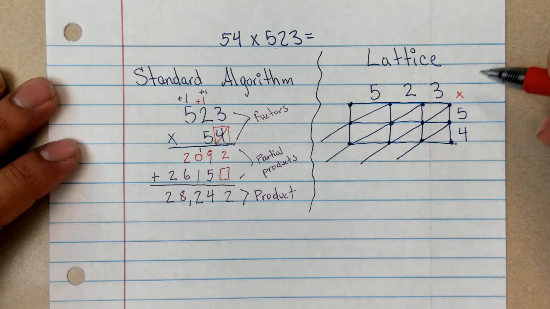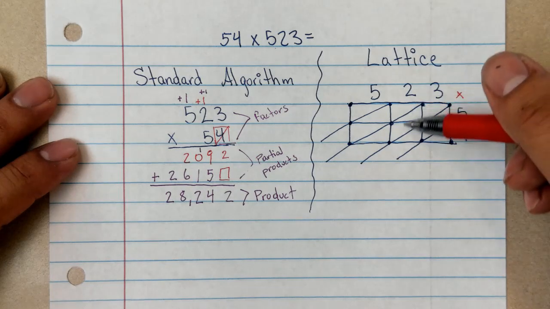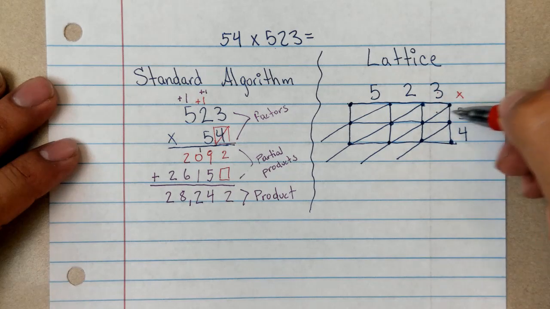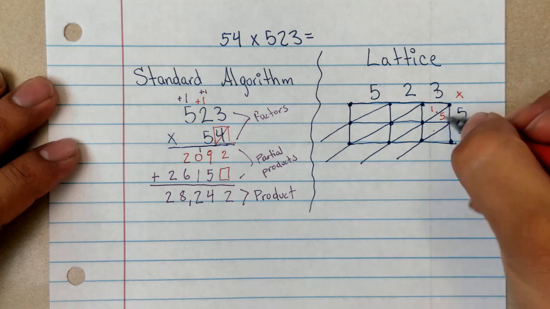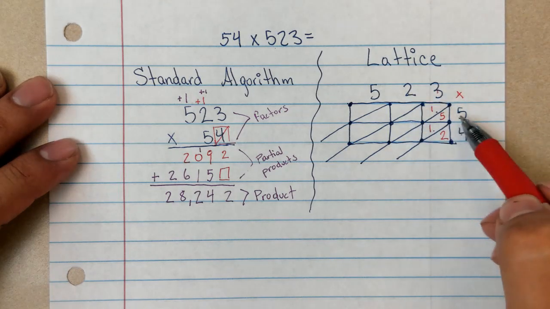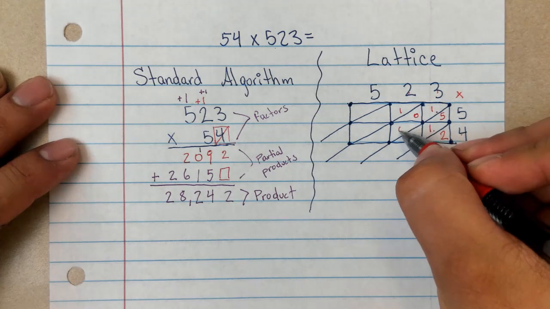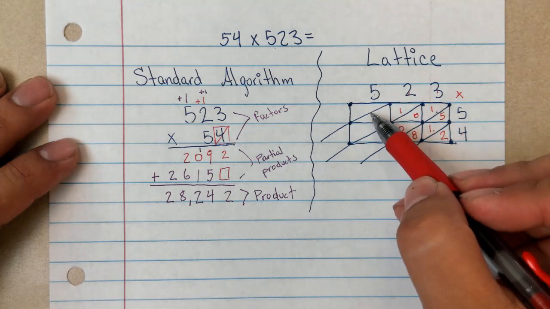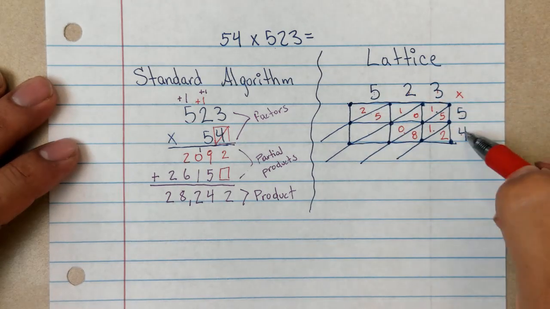So we're going to multiply, starting in the ones place, which is the 3, going down, the tens, and then the hundreds. So 3 times 5 is 15. 3 times 4 is 12. Tens place now. 2 times 5 is 10. 2 times 4 is 8. We put 0, 8. And then finally in the hundreds we have 5 times 5 is 25. And 5 times 4 is 20.